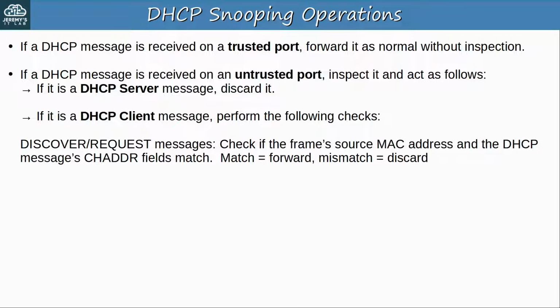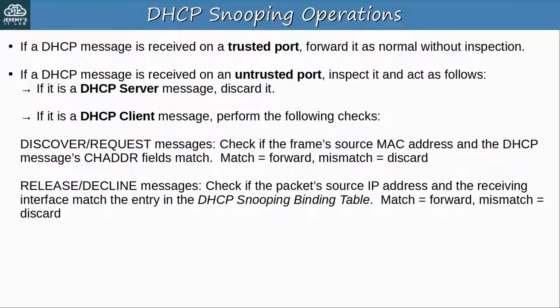First, for discover and request messages, the messages in the DORA exchange, check if the frame's source MAC address and the DHCP message's client hardware address fields match. If they match, forward the frame. If they don't, discard it. This can protect against attacks when an attacker spoofs the client hardware address field of the DHCP message. However, it's not perfect, because the attacker could just spoof the frame's source MAC address too.